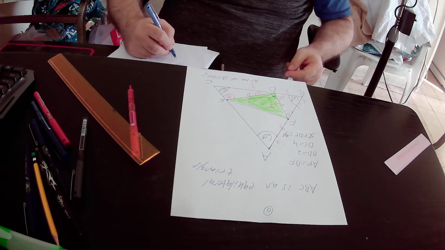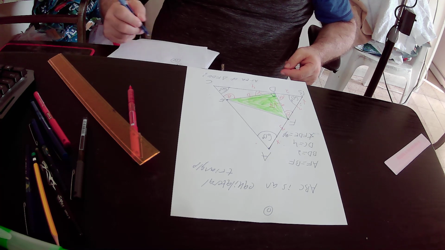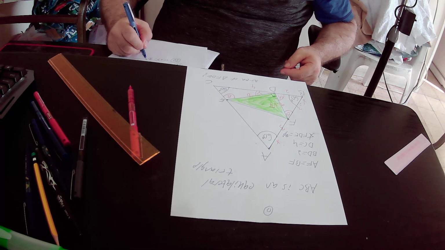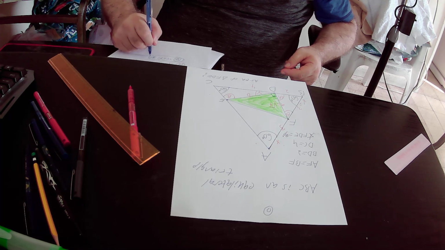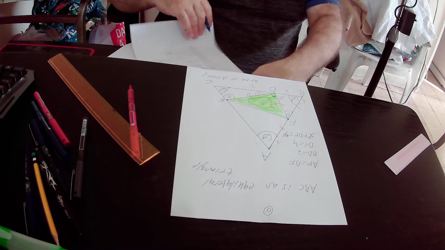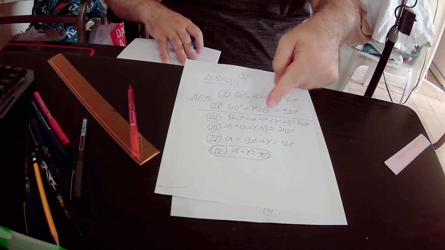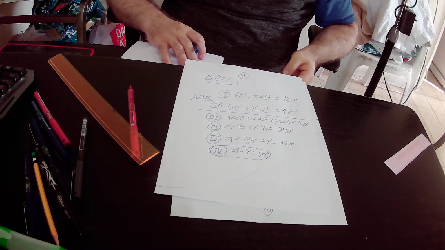We will get that alpha plus gamma equals 90 degrees. So after we subtracted 90 degrees from equation number 4, we got that alpha plus gamma equals 90 degrees.